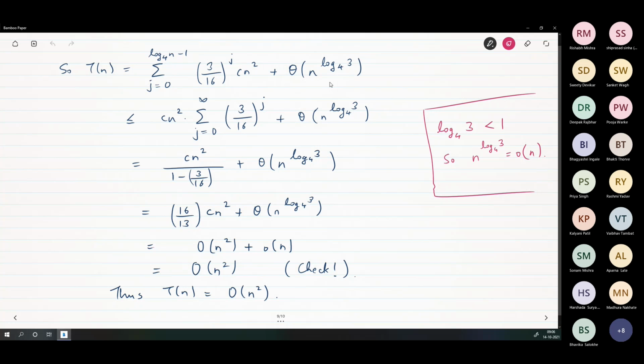Okay. But now cn squared is a common thing here. It's a common factor, so you can take it out. And we want estimates. So these are all non-negative numbers. So instead of going up to log n to the base 4 minus 1, I'll just go up to infinity, just for easiness in computing. So this is less than or equal to cn squared times summation j going from 0 to infinity 3 by 16 to the j plus this term. But now this we know, right? Infinite sum, we know the formula for this.